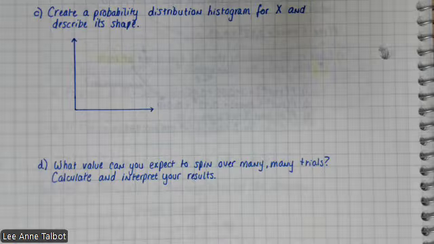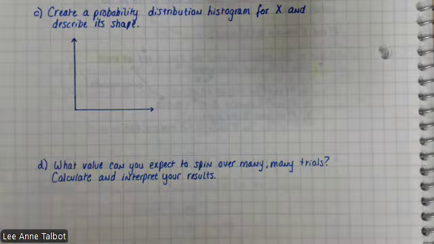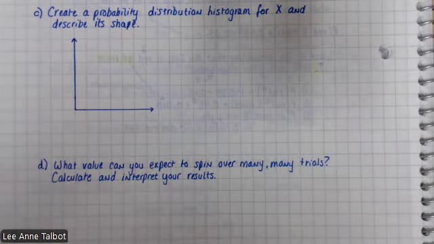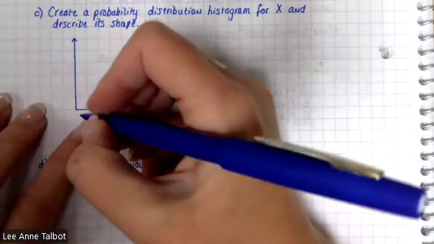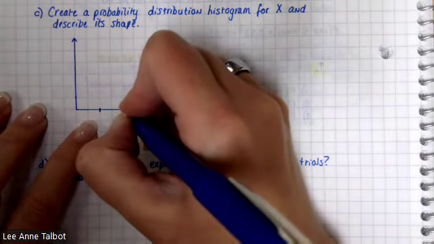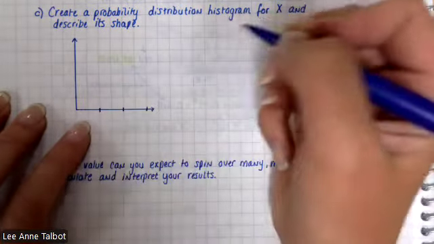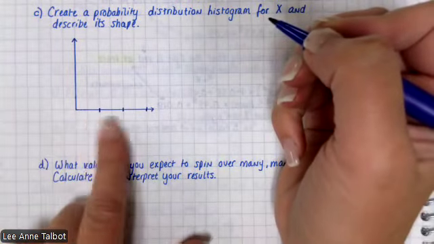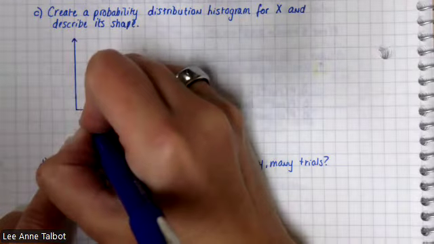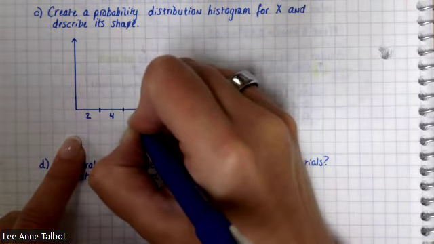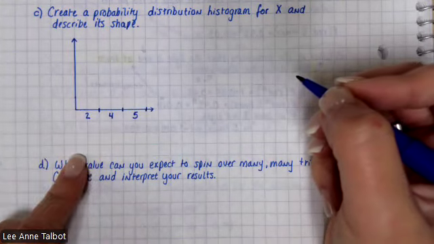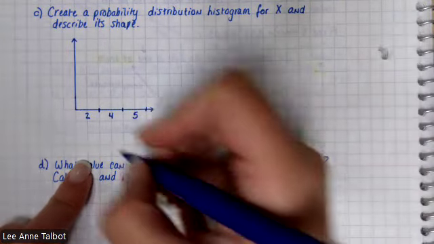Okay. Create a probability distribution histogram for X and describe its shape. Okay, so we're gonna make a histogram. It's gonna be a weird histogram because it's gonna feel like a bar graph, but it's a histogram. I'm gonna put 3 options on the bottom, and those 3 options from my spinner are 2, 4, and 5.